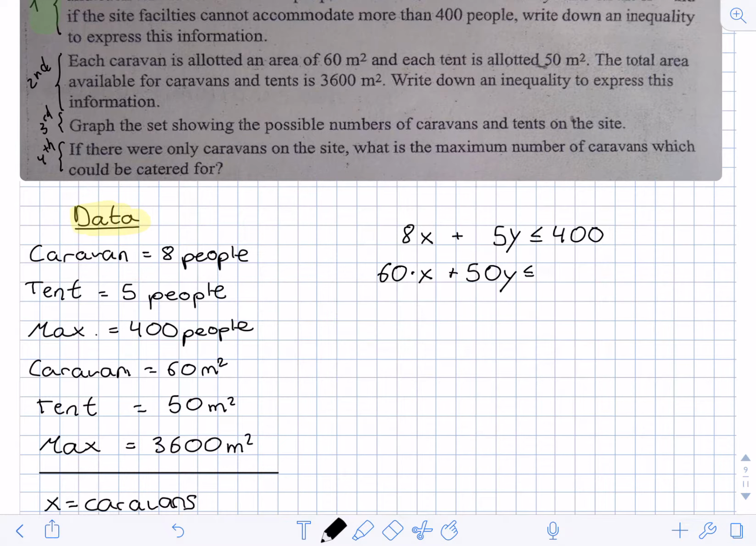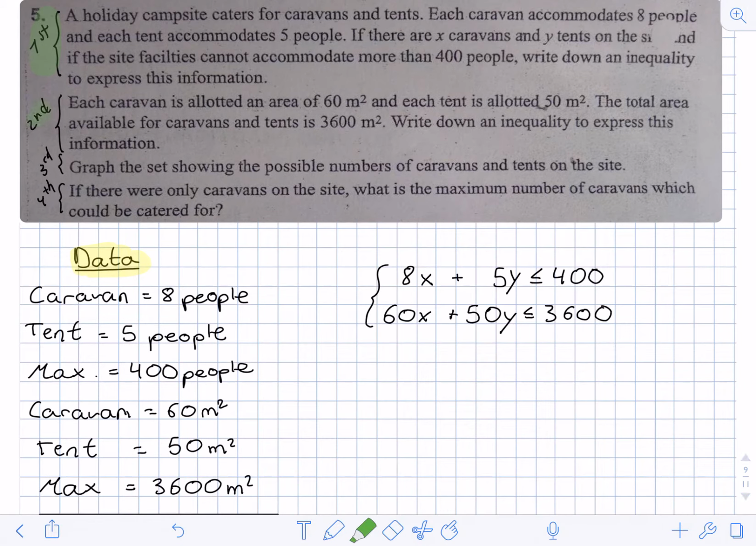It's going to be less or equal than 3,600 meters square, which is the maximum space this site has for the caravans and tents, okay? So we have 60x plus 50y is less or equal than 3,600. So now we have the second part done, okay?